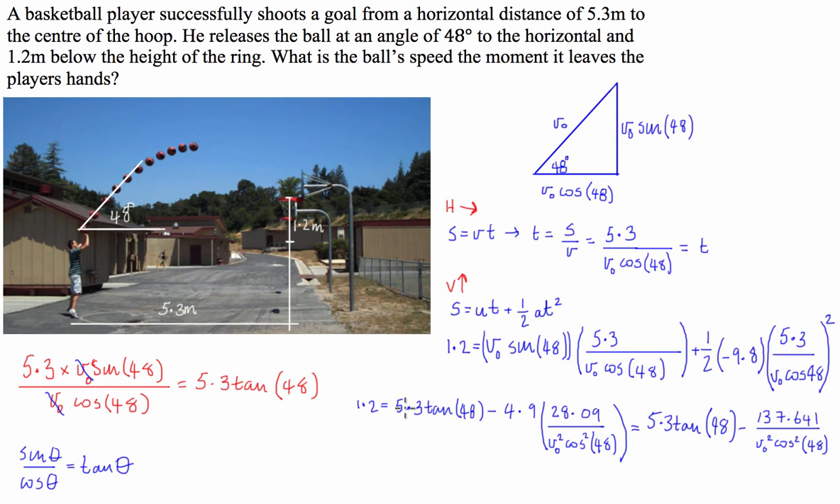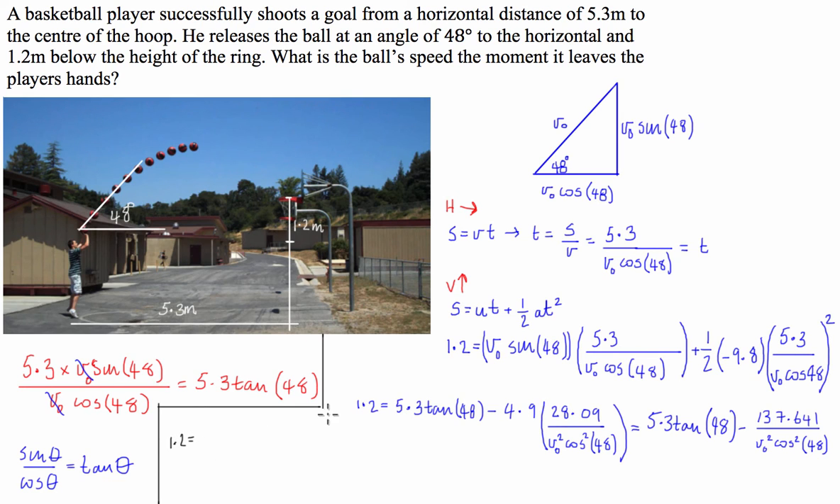Great. Now I hope I don't run out of space. Let me just change colour so you can see where I'm going with this. From here to the end of the problem is basically just algebra. There's not really too much more physics in it. It's just making sure you get your maths right. So what we're going to do here is 137.641 divided by cosine squared of 48.